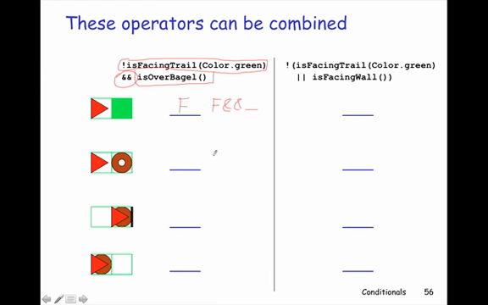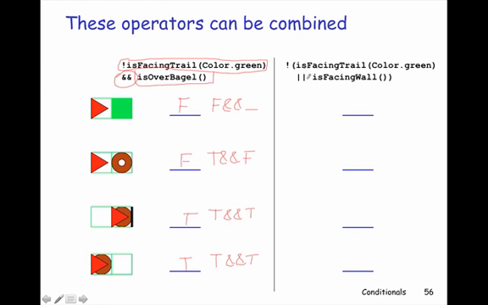In the second scenario, we are not facing a trail that's green, but we are not over a bagel. Is over bagel is false, so in fact that's also false when we combine them. In the third scenario, we are facing a wall, so we are not facing a trail that's green, and we are over a bagel. So we have true and true to get a true. And in the fourth scenario, we again are not facing a trail that's green, and we are over a bagel. So the result of that is true.